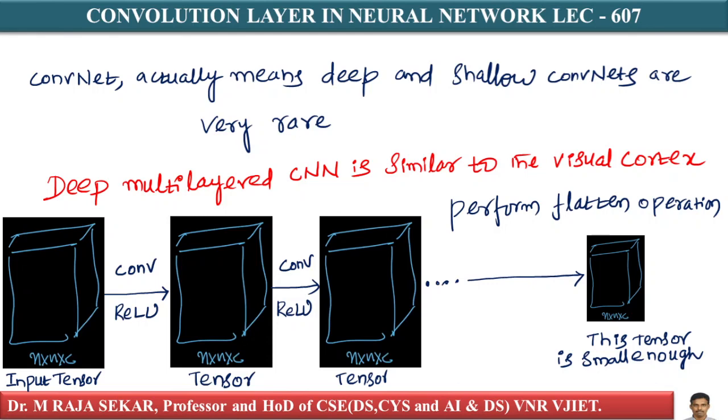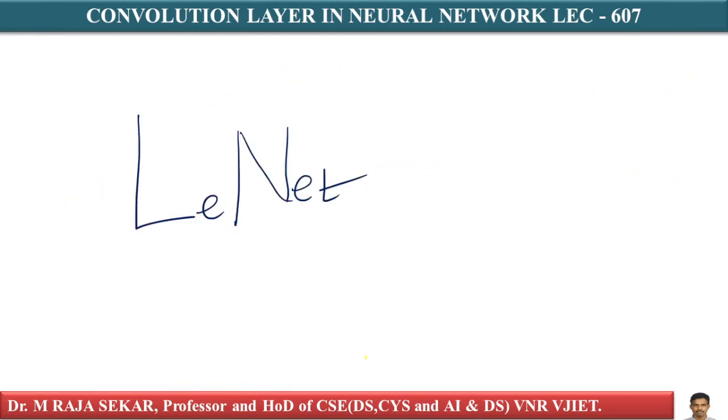I will explain the flatten operation when we see an actual real-world neural network called LeNet. We will discuss this particular LeNet. The stacking of one layer on top of the other is critical for the whole of the convolutional neural network.